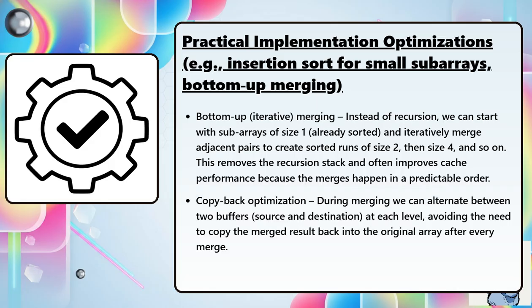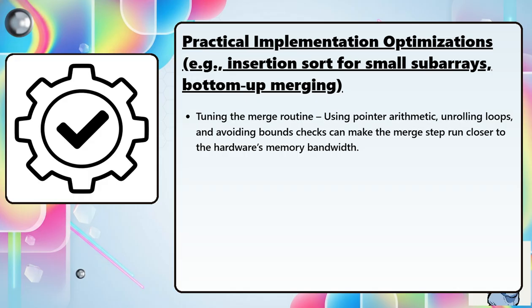Copy-back optimization. During merging, we can alternate between two buffers, source and destination, at each level, avoiding the need to copy the merged result back into the original array after every merge. Tuning the merge routine. Using pointer arithmetic, unrolling loops, and avoiding bounds checks can make the merge step run closer to the hardware's memory bandwidth.